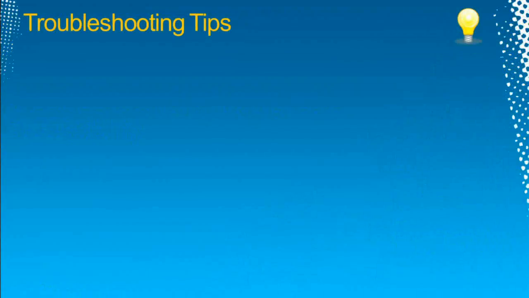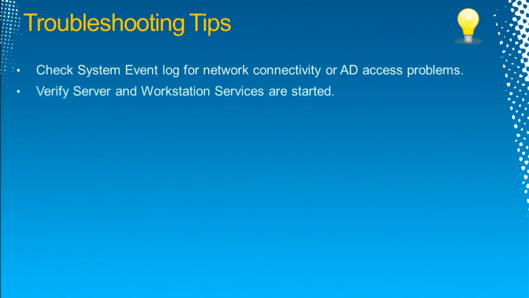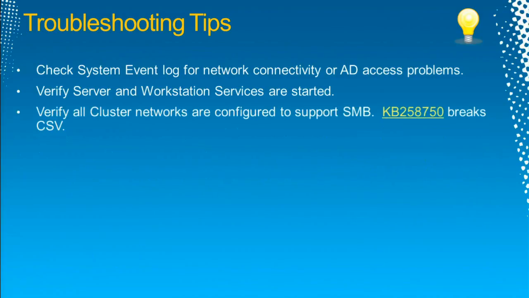So, for the tips: check the system event log for any network connectivity or AD access problems. In this case, for this very specific thing, there wasn't any. It's just simple, File and Print Sharing was disabled. Verify that your Server and Workstation services are started. I just did a net view to one of the other networks and it worked, so I know it's not Server or Workstation. Verify all the cluster networks are configured to support SMB. This is the article for the 2003 clusters. Disable that functionality, it will break us.